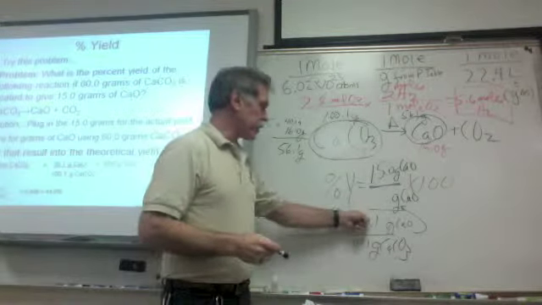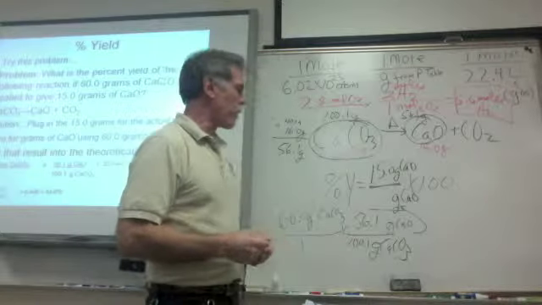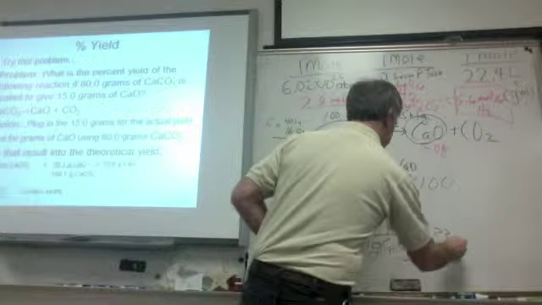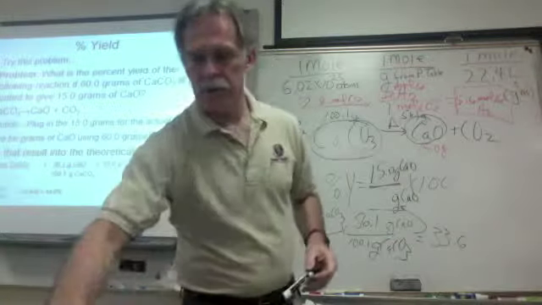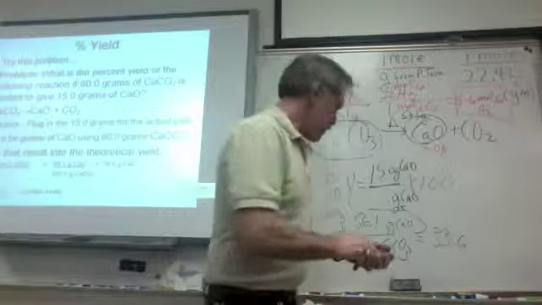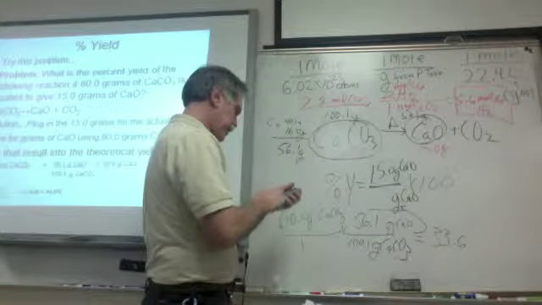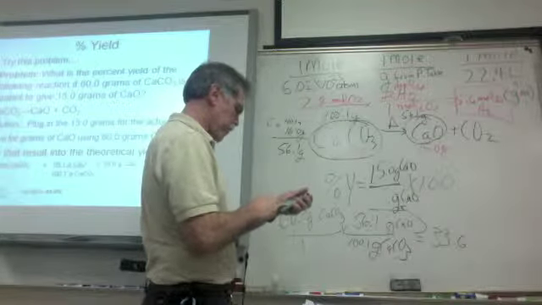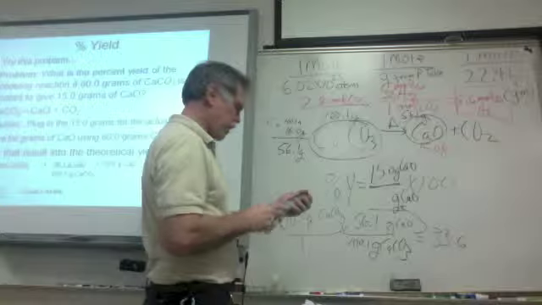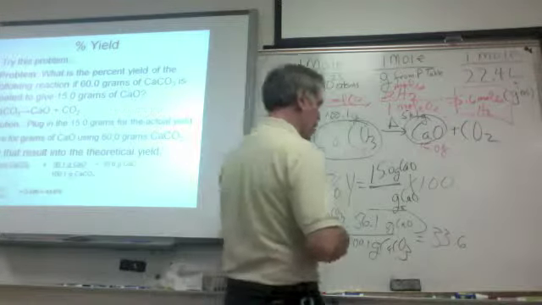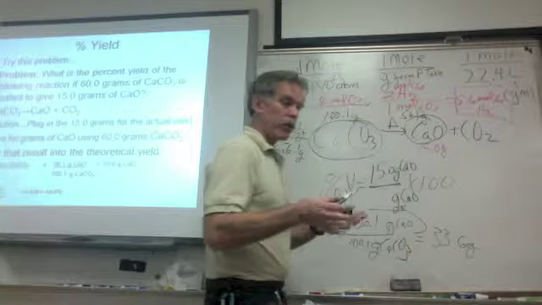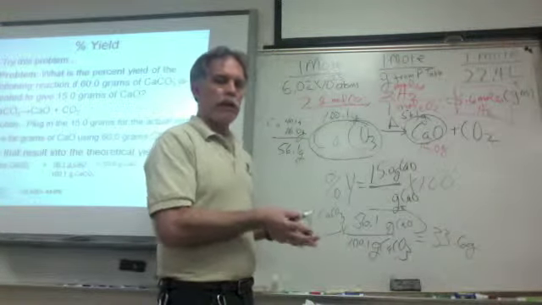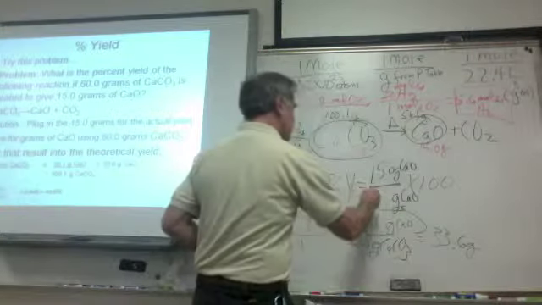60 times 56.1 divided by 100.1. And when we do that, I think we get 33.6. Punch it real quick. 60 times 56.1 divided by 100.1, it's 33.6. And that's how many grams of CaO we should have made. Remember, in the lab we don't make 100%, but this is what we could have made if we made 100%. That goes on the bottom.